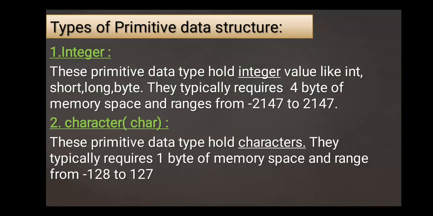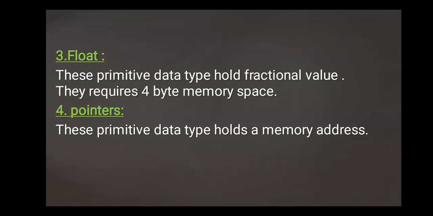Second is character. These primitive data types hold characters. They typically require 1 byte of memory space and range from minus 128 to plus 127. Third is float. These primitive data types hold fractional values. They require 4 bytes of memory space. Fourth is pointers. This primitive data type holds a memory address.